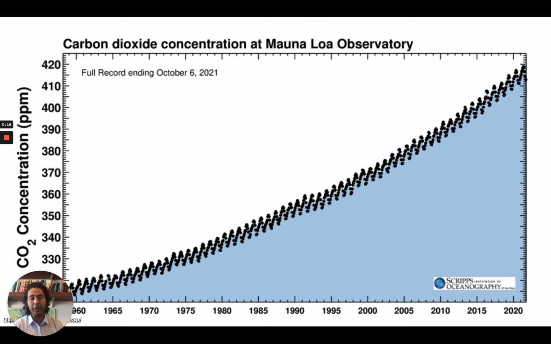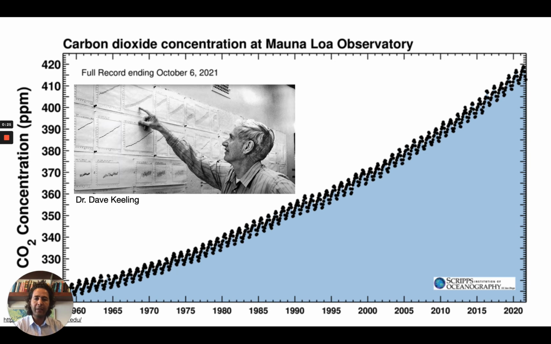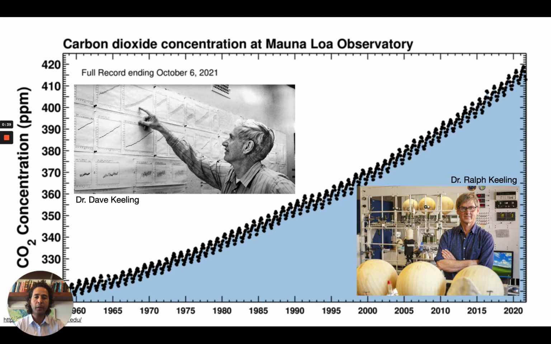This is the Keeling curve. It shows a long time series of carbon dioxide in the atmosphere, and it's named after Dr. Dave Keeling, who began making these measurements at the Mauna Loa Observatory in Hawaii and at the South Pole in Antarctica back in the 1950s, and he maintained these measurements until his passing in 2005, after which his son, Dr. Ralph Keeling, has been continuing these measurements.